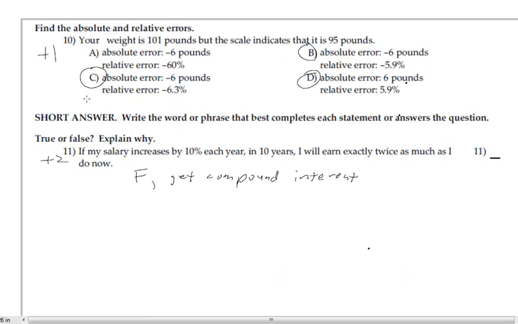Number 10, this was a really poorly worded question. I apologize for that. You get on the scale, it says 95, but you're really 101. So the question is, do I compare that difference, which is 6 pounds, to what it should have been, or to what it read? And so I accepted both. So you could say it's 6 pounds off compared to the 95. It's 6 pounds off compared to 101. I think the answer is the same no matter how you interpret it.